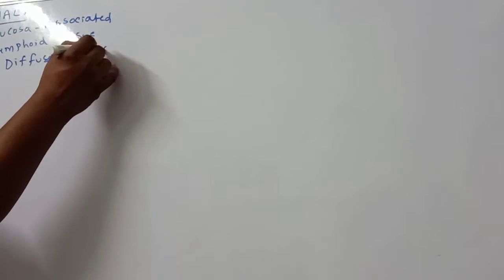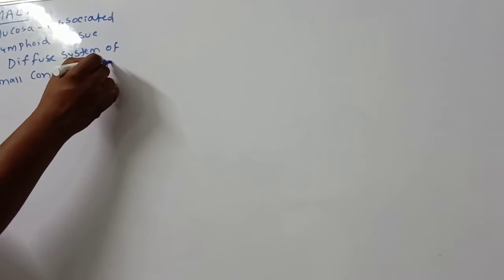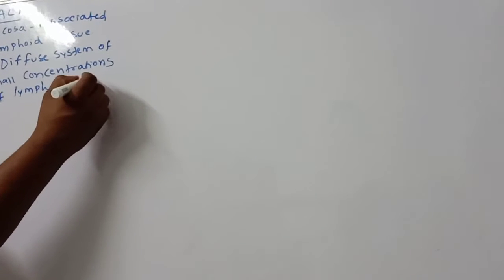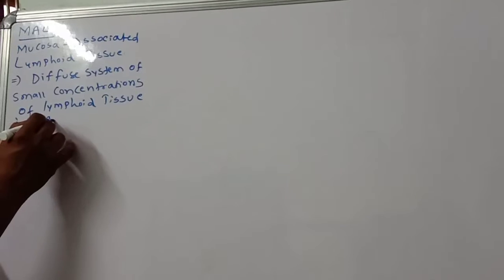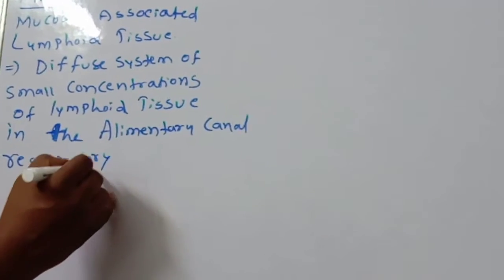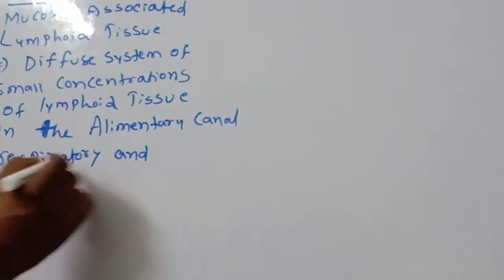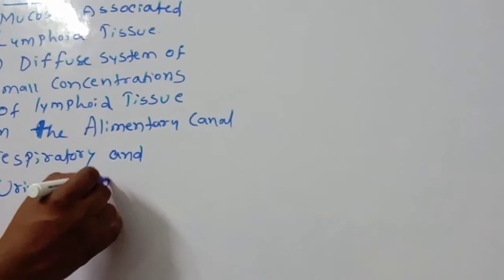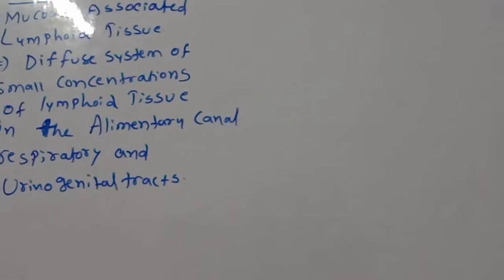It is a diffuse system of small concentrations of lymphoid tissue in the alimentary canal, respiratory and urinogenital tract. Urinogenital tract.